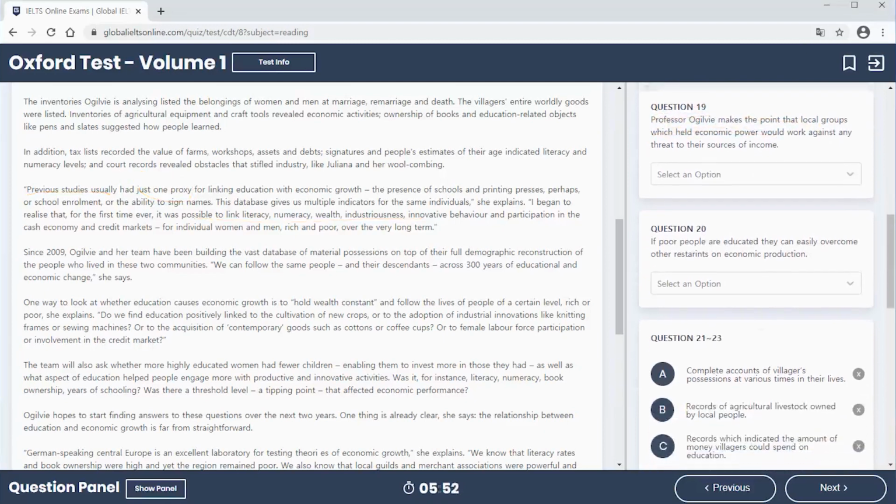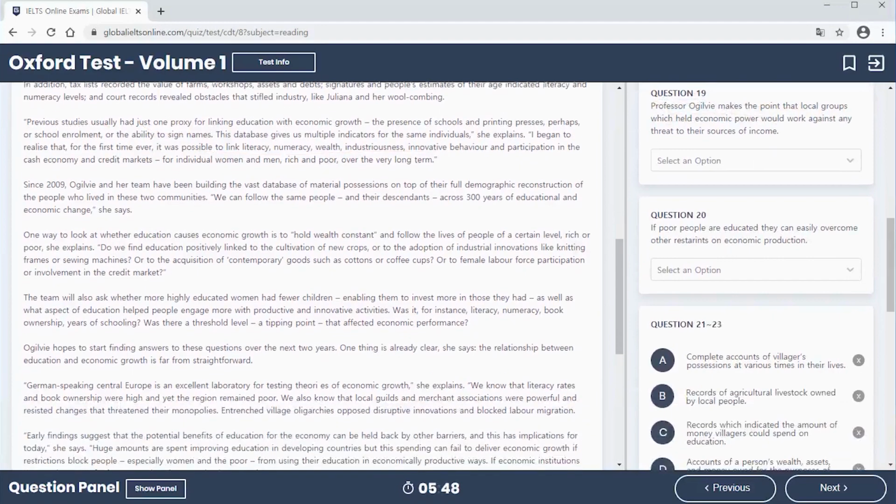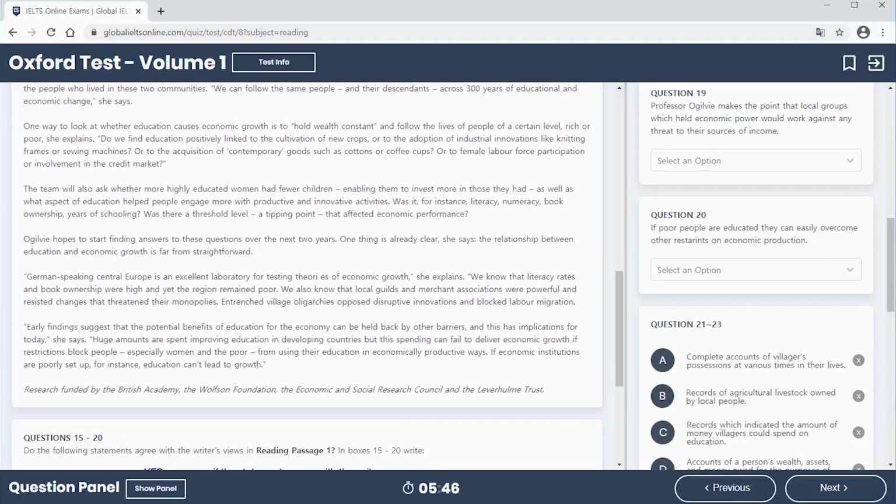Question 19, Professor Ogilvie makes the point that local groups which held economic power would work against any threat to their sources of income. So we need to go a bit further down. So we're looking for local groups would work against any threat to their sources of income. So they oppose, as opposition.